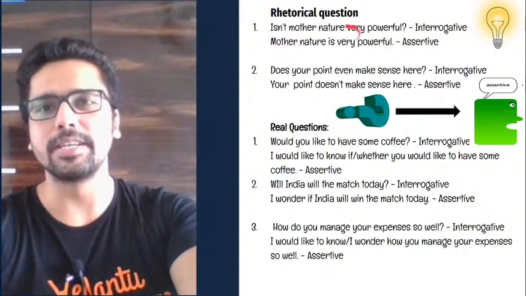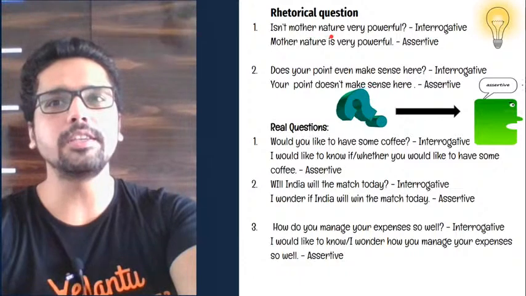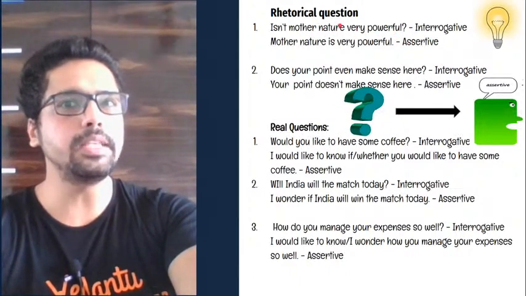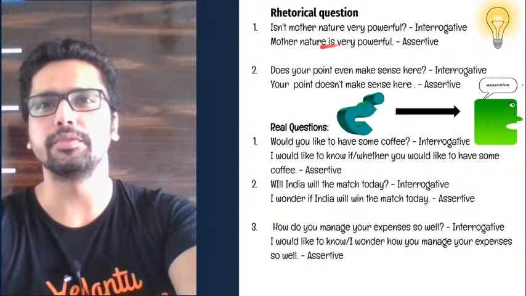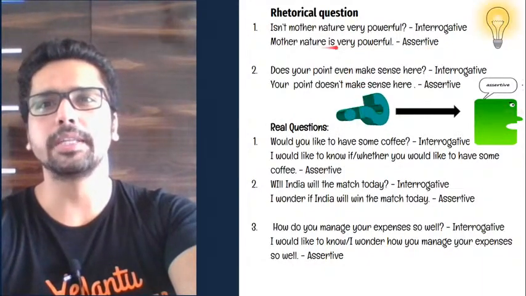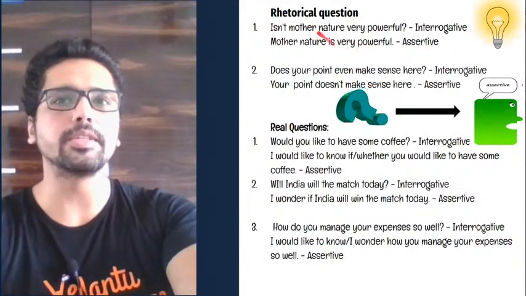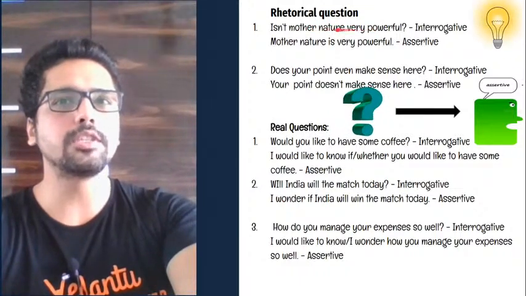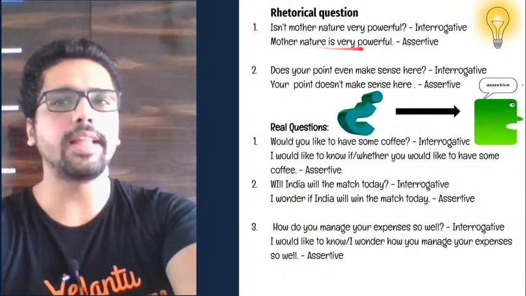So that's rhetorical, basically. So, isn't Mother Nature very powerful? This means yes, Mother Nature is very powerful. So the assertive will be "Mother Nature is very powerful" because we do not have to change the meaning. Whatever this rhetorical question is trying to say, we write that in assertive form.